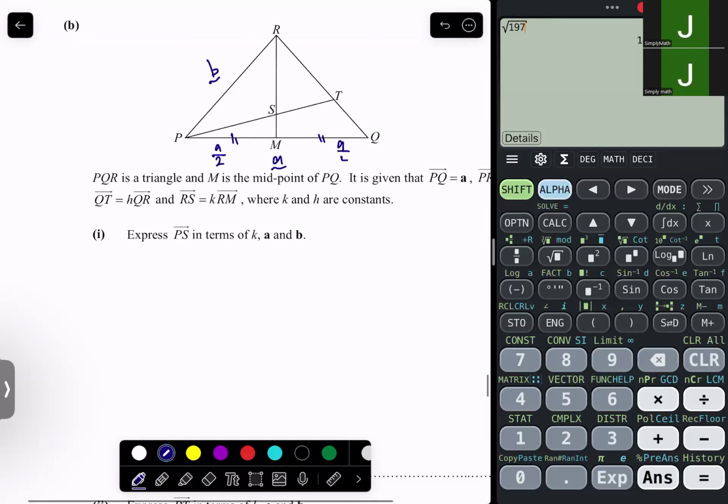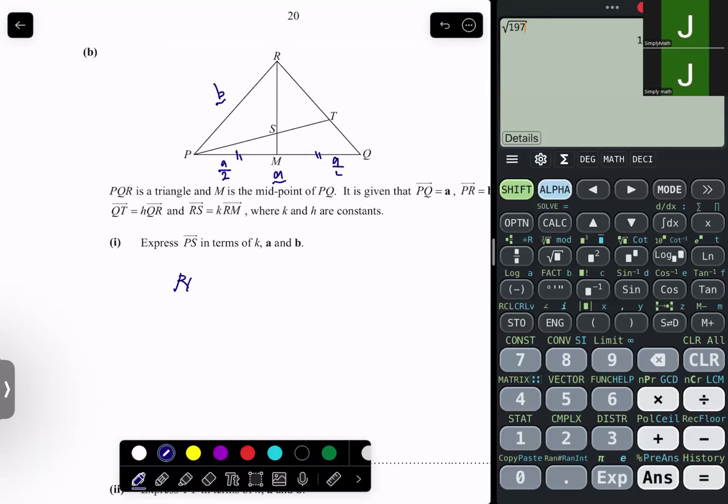Well, okay. Because they say PS, PS equals PR plus RM. Wait, let me think.